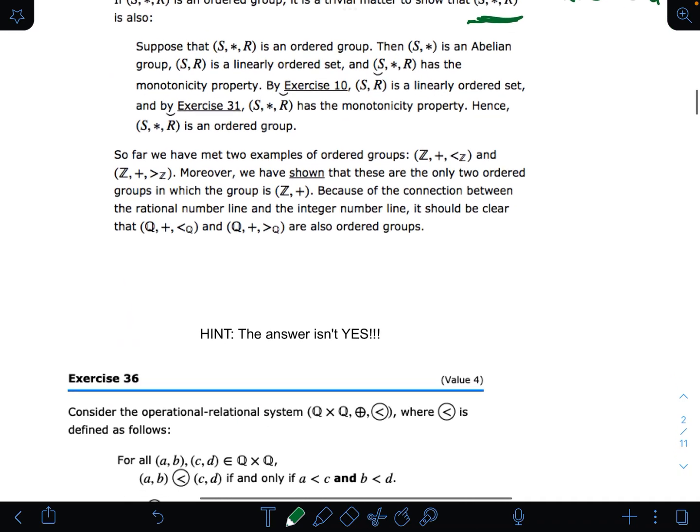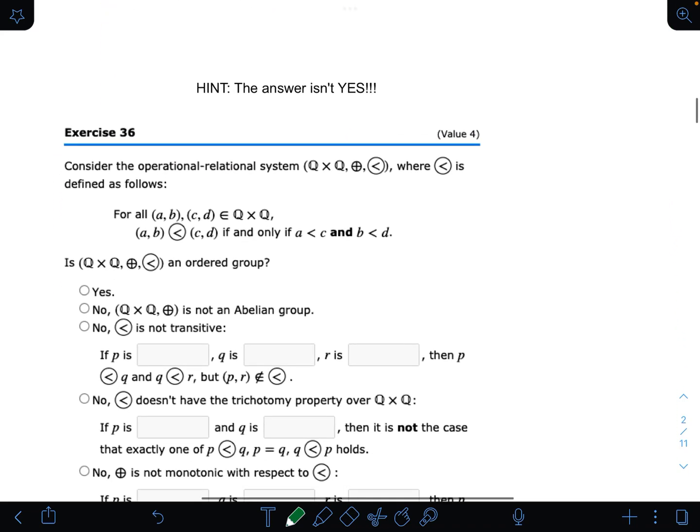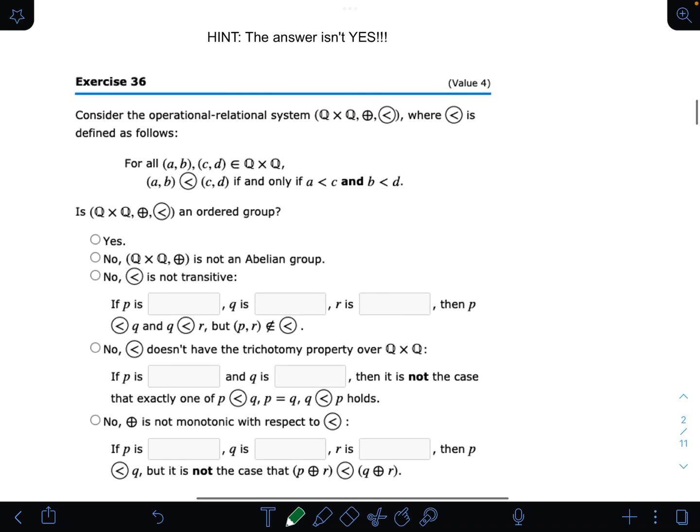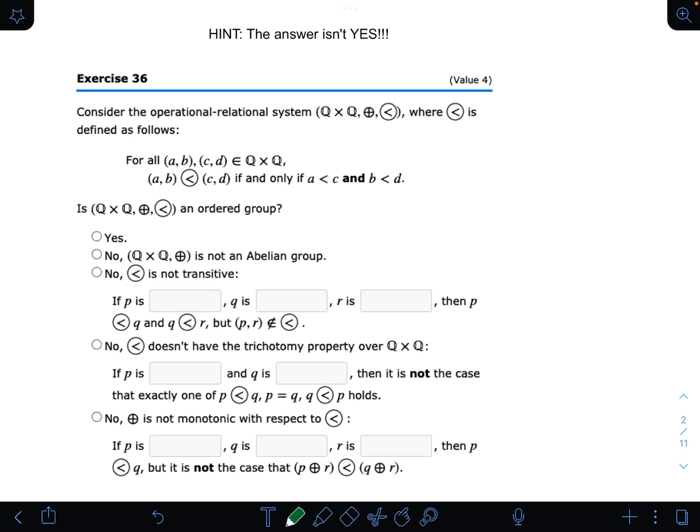So anyway, when you get to exercise 36, I give you a hint here on this one. I tell you, hey, the answer is not yes. I want you to consider a component-wise operational system on Q cross Q with component-wise addition, and then of course component-wise less than. And this is how we define this system, where we say the ordered pair A comma B is less than C comma D if A has to be less than C, and B has to be less than D. Now we'll have some other kinds of orderings later on, but this is rather important on this one.